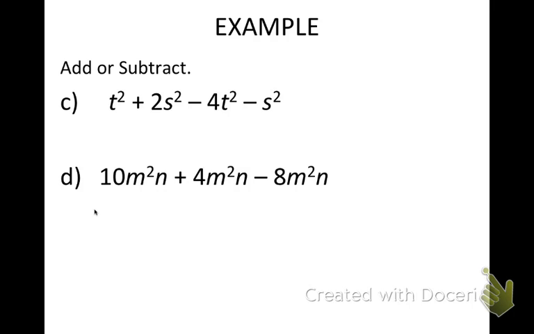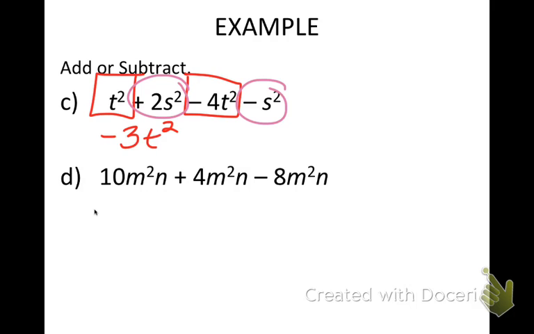All right, how many t squareds do we have? We'll bring them together. -3 t squared, because it's +1 minus 4. You got a 1 in there. How about your s's, s squareds? So it would be plus or minus?